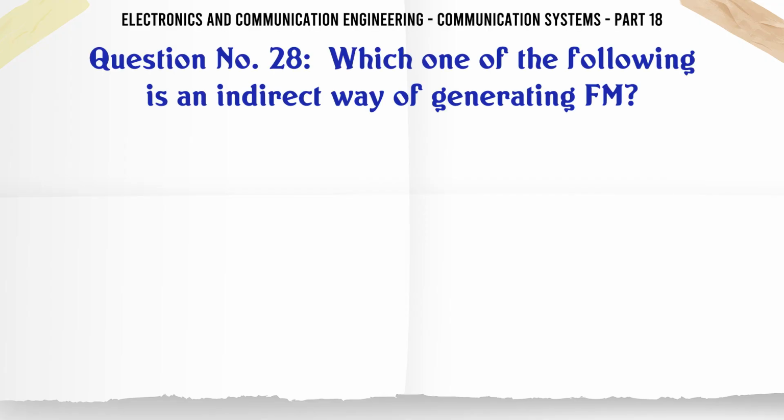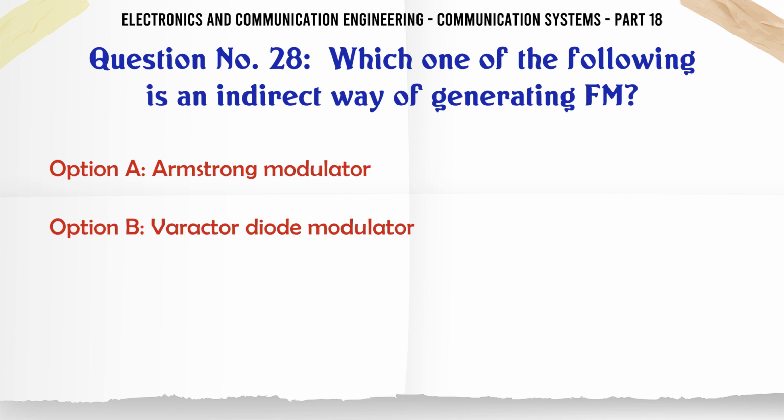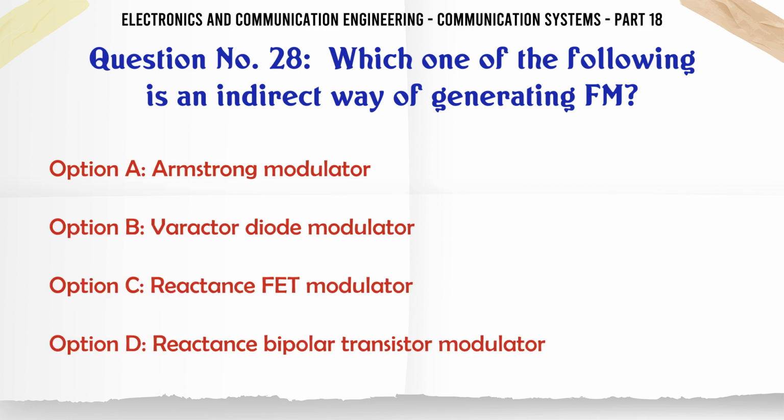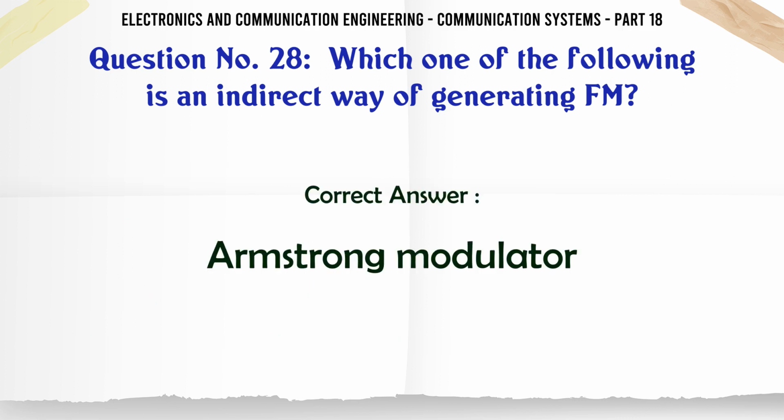Which one of the following is an indirect way of generating FM? A. Armstrong modulator, B. varactor diode modulator, C. reactance FET modulator, D. reactance bipolar transistor modulator. The correct answer is Armstrong modulator.